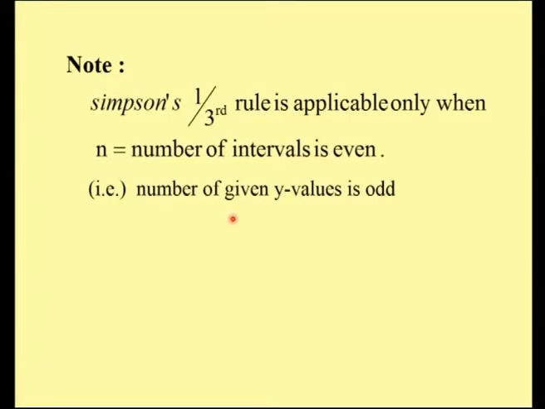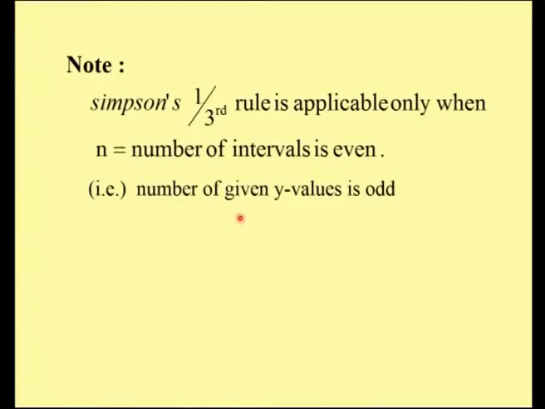Now, there is a condition for applying Simpson's 1/3 rule. Simpson's 1/3 rule is applicable only when the number of intervals is even, that is, x naught to x1, x1 to x2, like that we form the intervals, and their number should be even; in the sense that the number of pairs given should be odd in number.